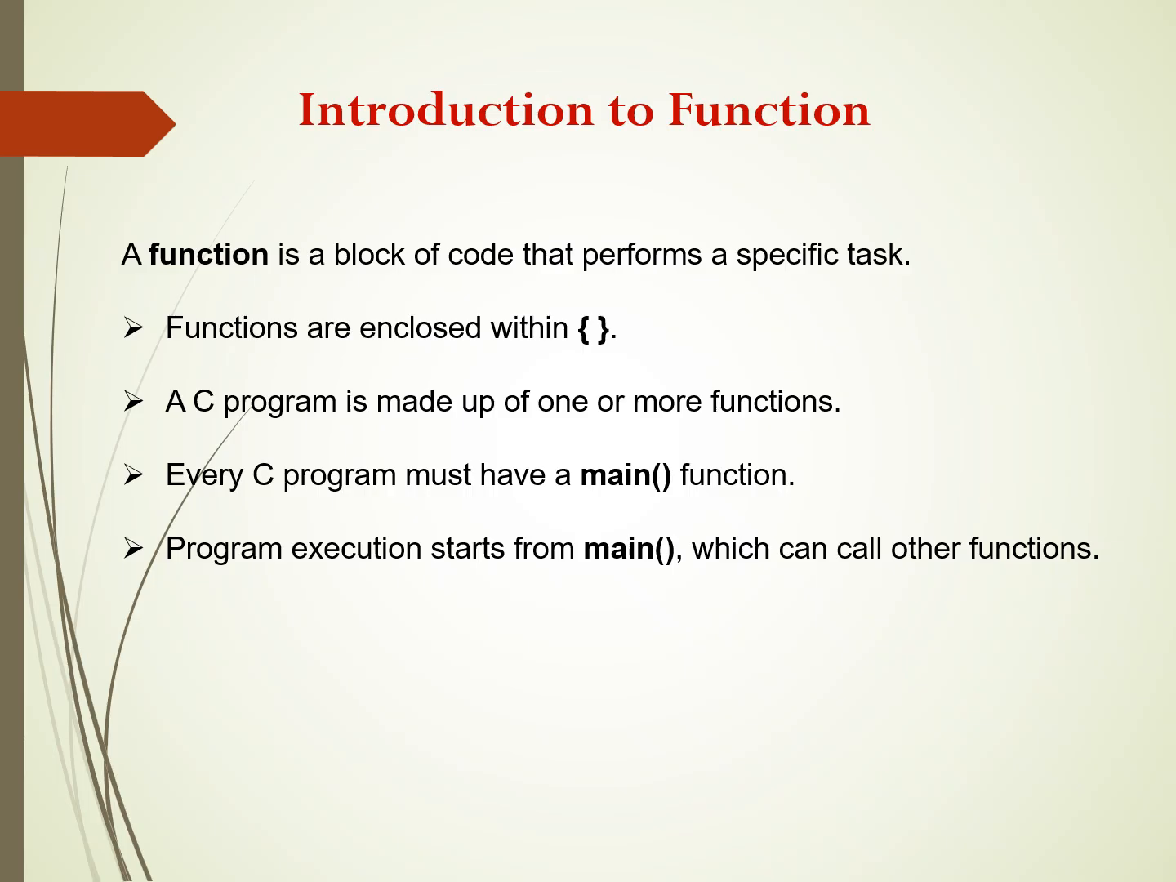The next point says that a C program is made of one or more functions. A program may contain only the main function for a very simple application, but as programs become larger, the programmer creates additional functions to perform different tasks. Each function is written separately and can be called whenever a task needs to be executed.